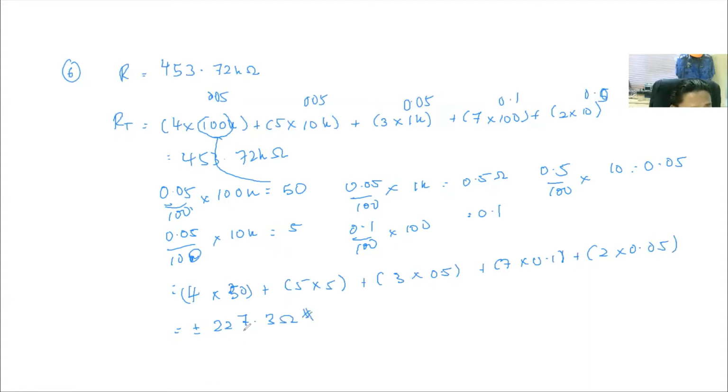Then you can calculate the percentage of tolerance for this. So 227.3 divided by the total, 453.72 kilo, multiplied by 100 for the percentage, so you can get 0.05%. So this is the percentage, and this is the absolute error. That's for question number 6.